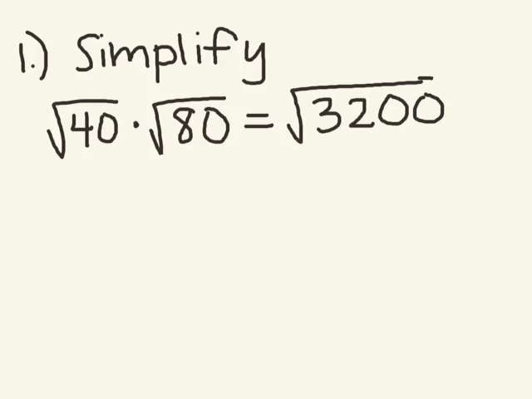Remember, we can multiply those together because they're both radicals. They're both square roots in particular. They have the same index. And now that we have our radical, now we want to simplify it. And so we do that by making a factor tree. Here, we multiplied 40 and 80 to get 3,200, so we might as well use that.